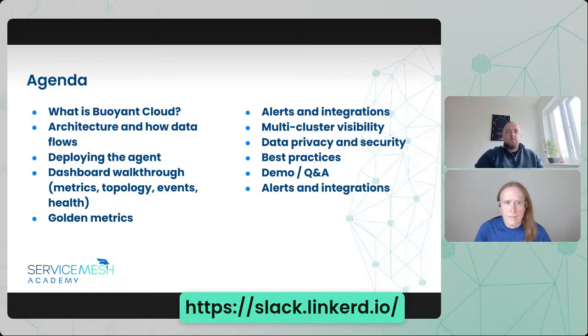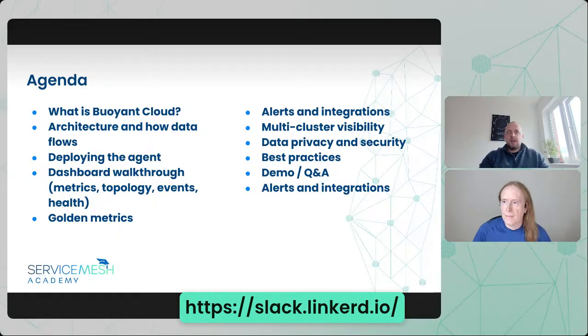And then there's the implementation, the deployment, how to actually deploy the agent. We've got, like I said, a walkthrough. So I've got a couple of clusters that are both sending data right now into Buoyant Cloud, and we can go and have a look at all of the different features of Buoyant Cloud and walk through them and think about the scenarios where these features are going to be valuable.